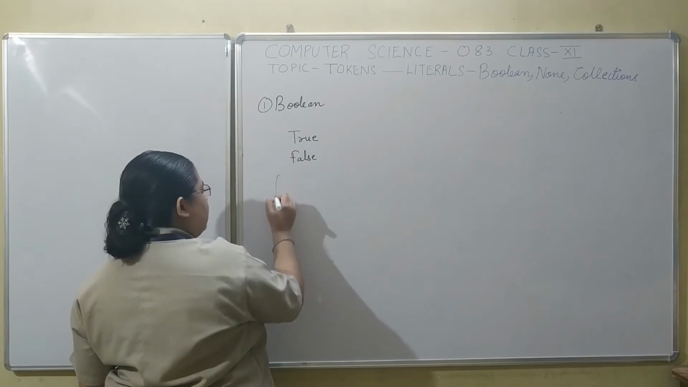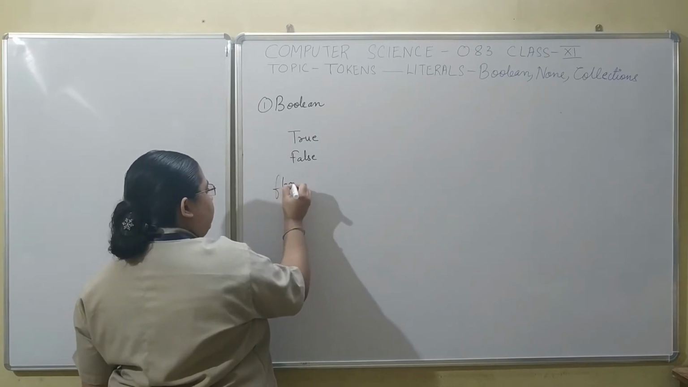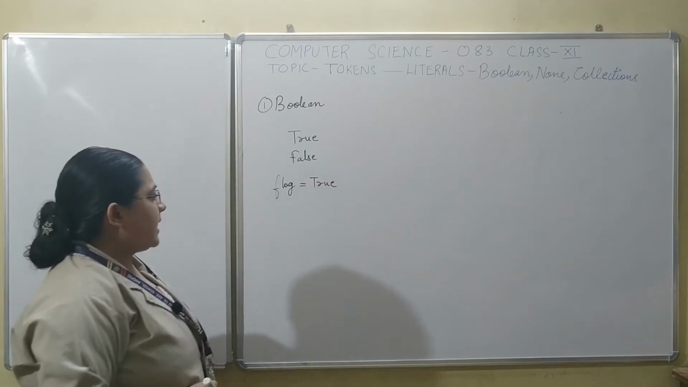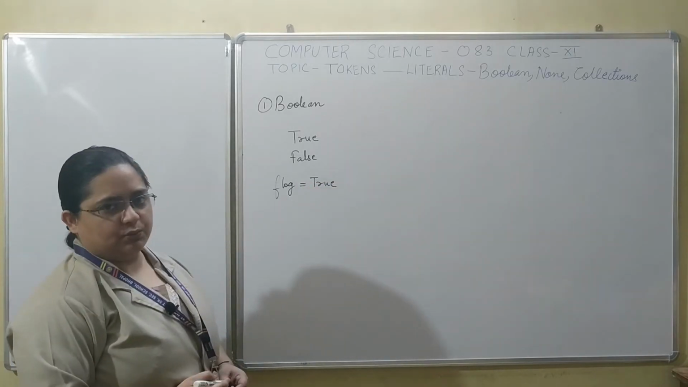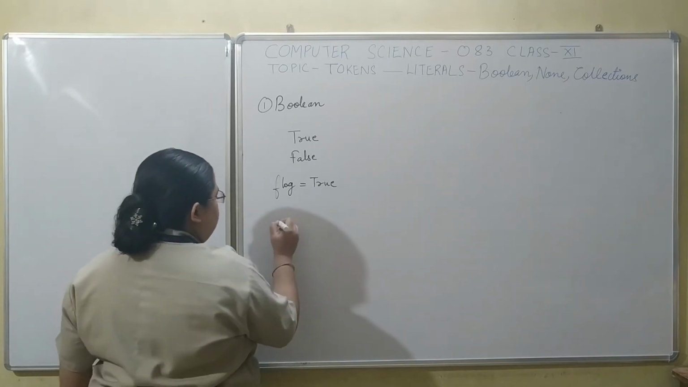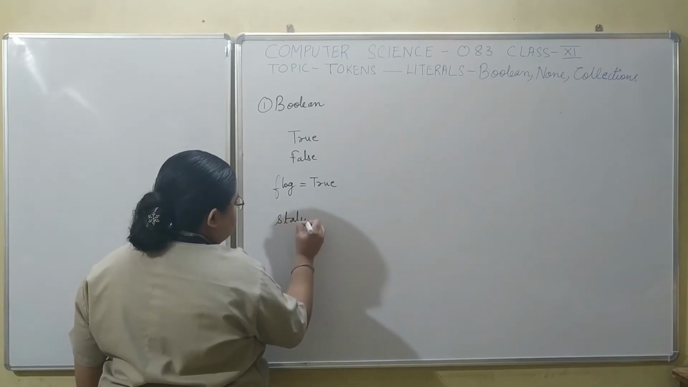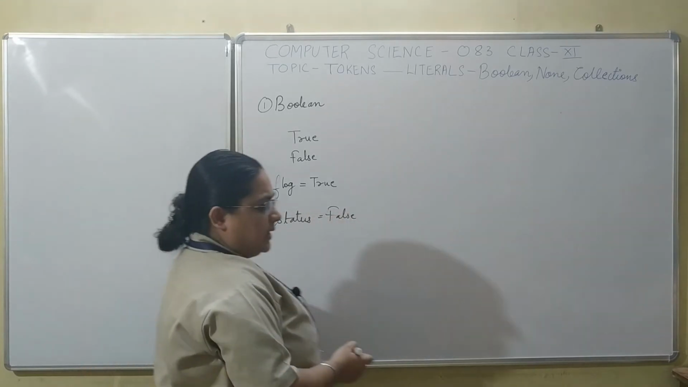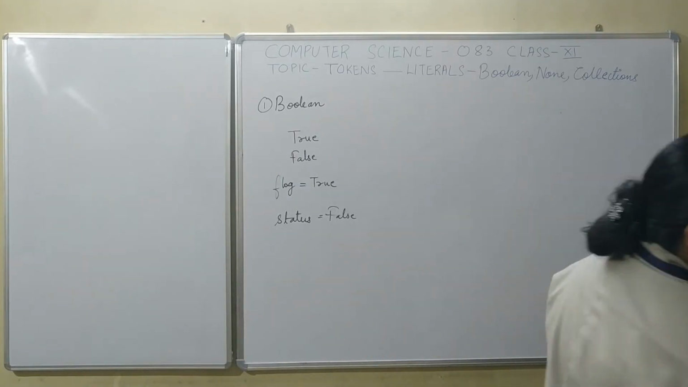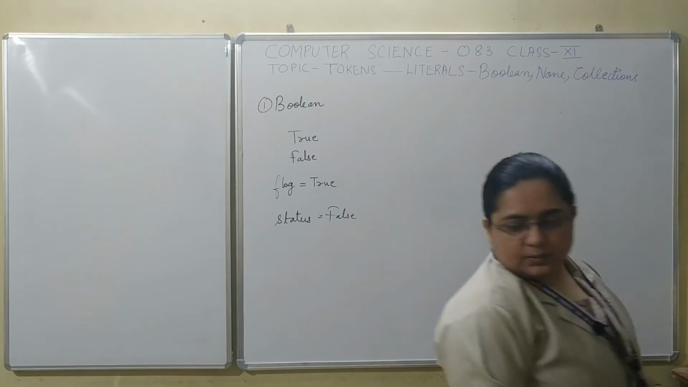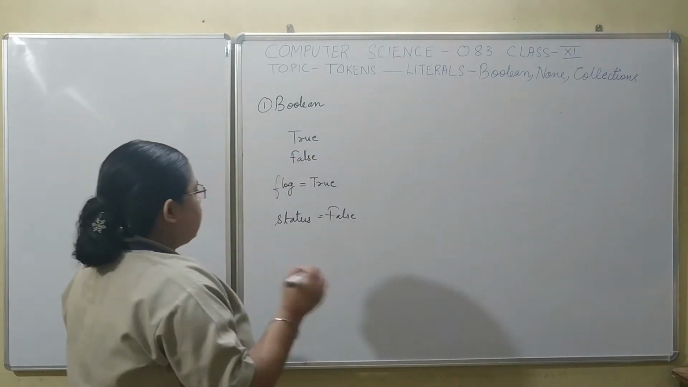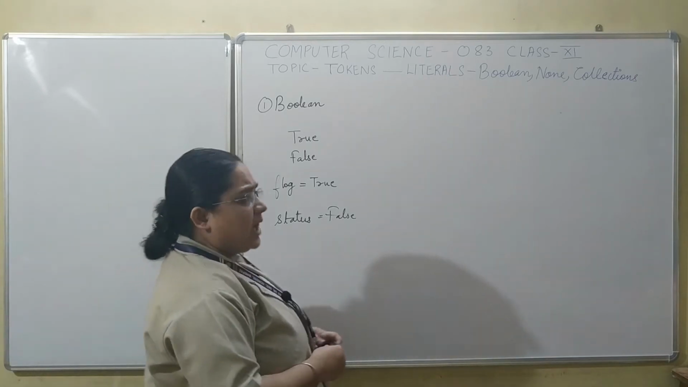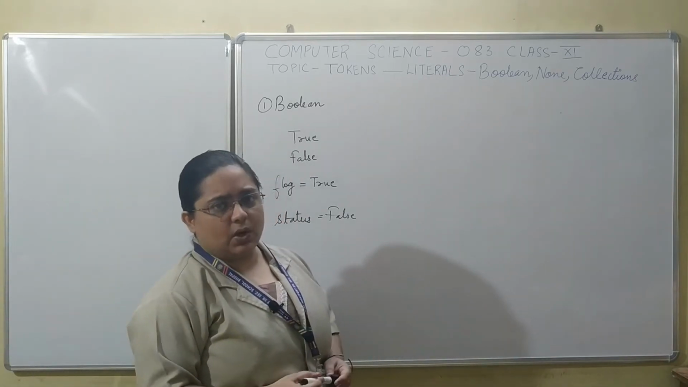Suppose you are taking a variable flag and you can give a value to it. Suppose I give the value as true. Or you can take a variable status and provide it the value false. Where can you use Boolean values? Mostly Boolean values are used in those cases when we need to give the answer in either yes or no.